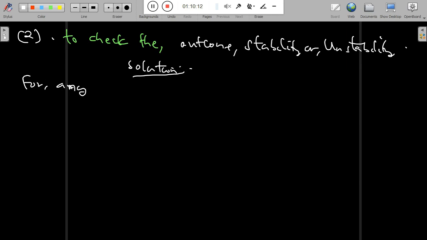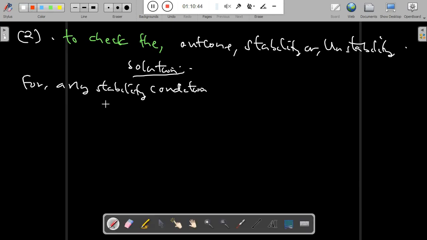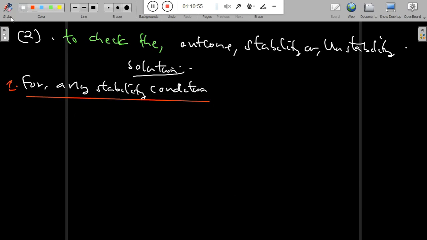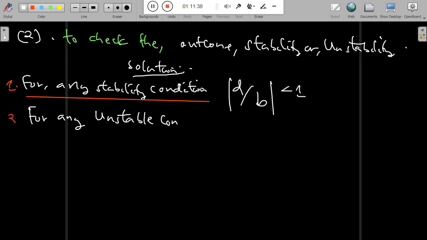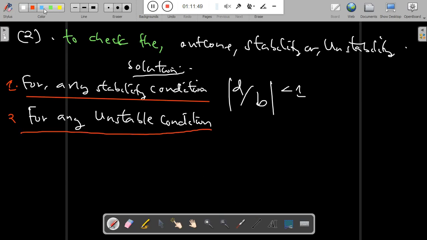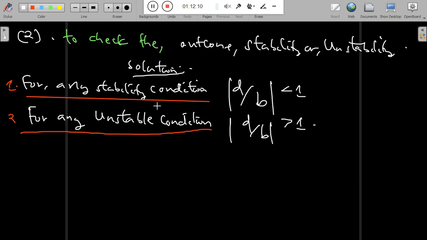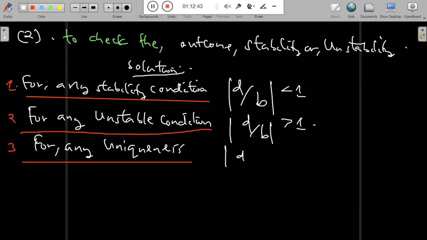Now after knowing that, let's see how we can check the outcome for stability or instability. Remember, under the COBWEB iterative solution, if you want to check for the stability or instability of the behavior of the price for the few years to come, we need to consider the following conditions. The condition for stability is that the absolute value of D over B is less than 1. For an unstable condition, D over B is greater than 1. And for uniqueness, D over B is equal to 1.